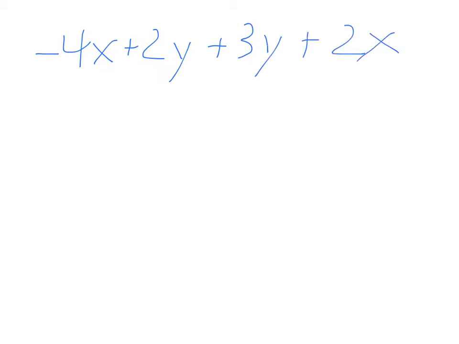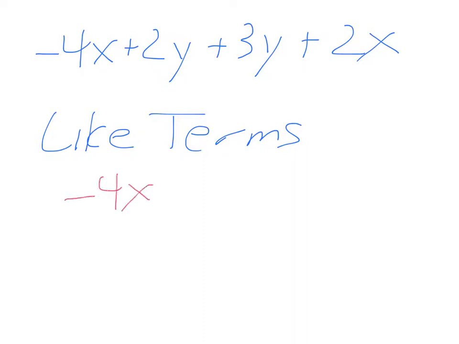Take a look at the following expression: negative 4x plus 2y plus 3y plus 2x. Pause the recording and identify the like terms. If you did it correctly, you would have told me the like terms are negative 4x and 2x, and 2y and 3y.